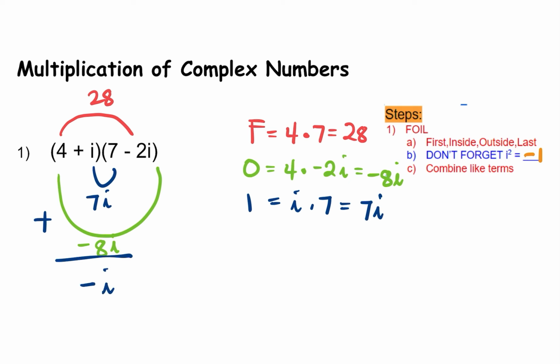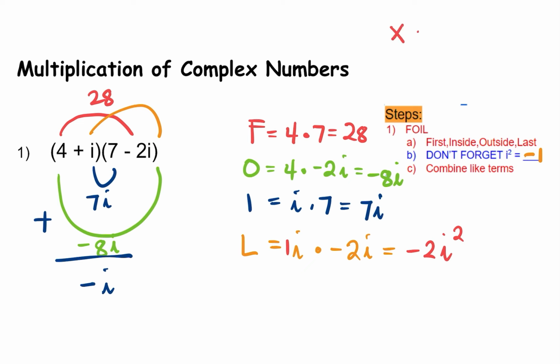Now one more, that's L, which stands for last terms. So I have i times -2i, which is equal to 1 times -2 is -2, and then we have i squared. Okay, how is it i squared?